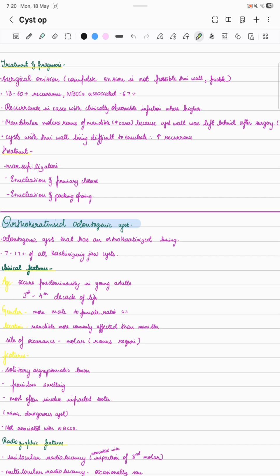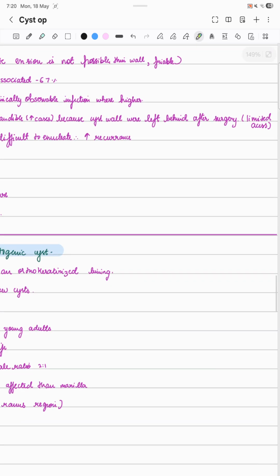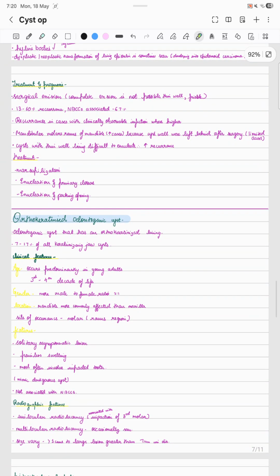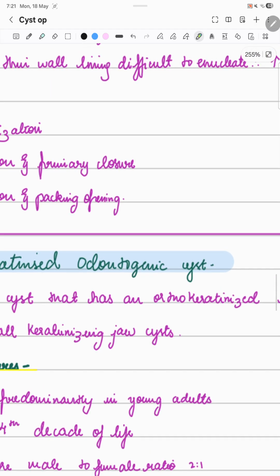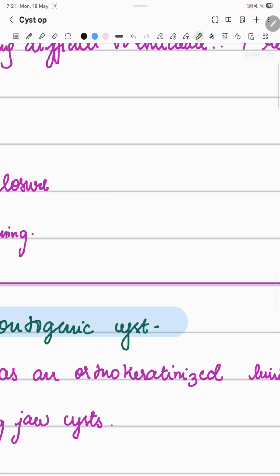Mandibular molars and the ramus of the mandible have increased cases because the cyst wall is usually left behind after surgery. It is not done deliberately; it is done by mistake. Because of limited access, sometimes the cyst wall is left behind and there is recurrence of the cyst with thin wall lining, difficulty to enucleate, hence more recurrence. Treatment is usually three: marsupialization, enucleation with primary closure, or enucleation with packing and opening.